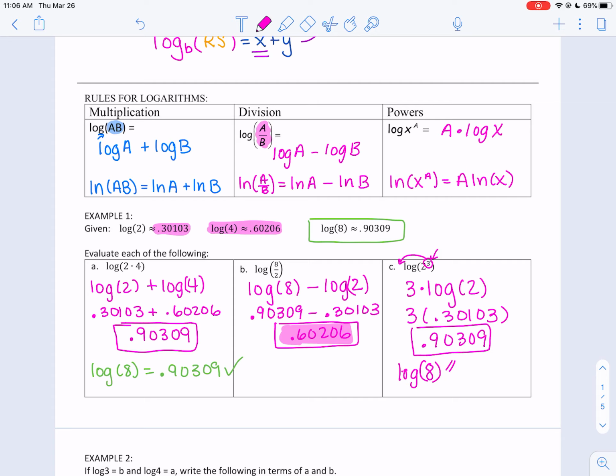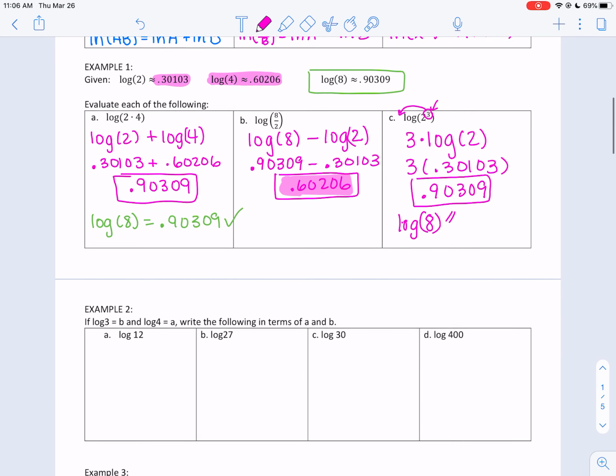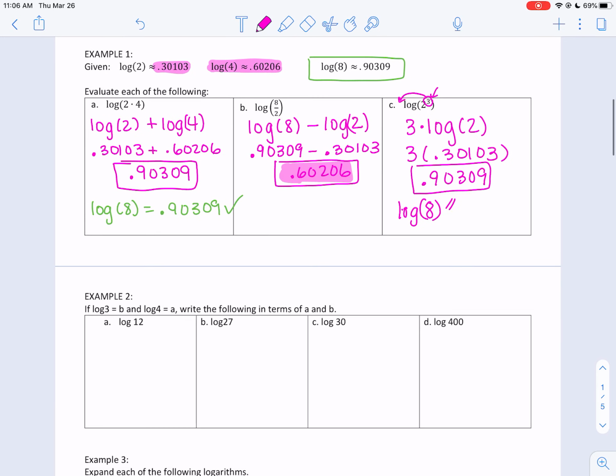There are other ways that we can also use these properties of logarithms, not just for evaluating. What happens when we have other logs written as combinations of other numbers? If you take a look here, it says, what if log of 3 was equal to b and log of 4 was equal to a? We would like to write the following expressions in terms of a and b.